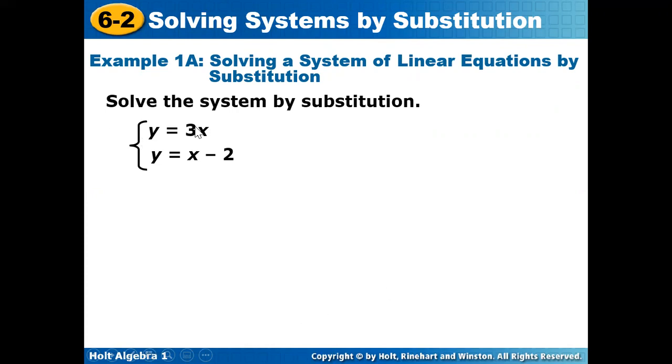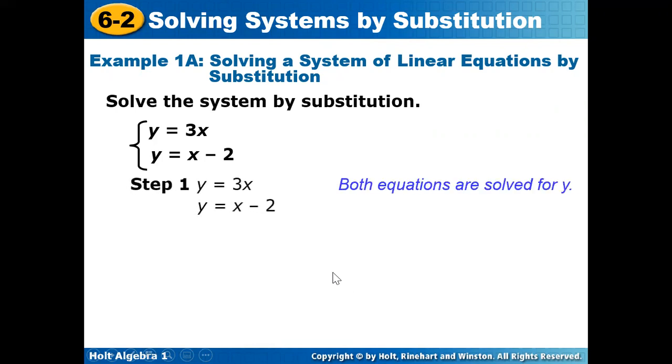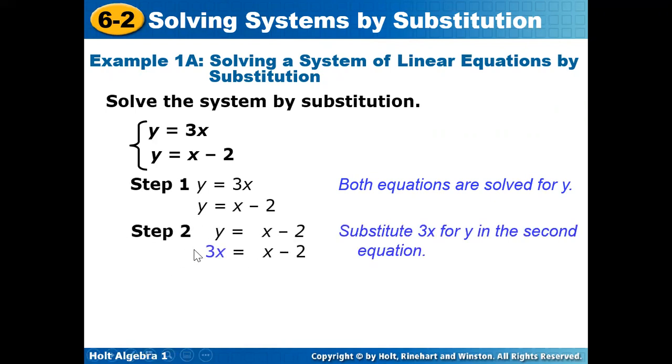y is equal to 3x. y is equal to x minus 2. So if y is equal to 3x, we can plug in all of this, 3x, for this y, and then solve it algebraically, right? Substitute 3x. So just to be clear, y is equal to 3x, and y is equal to x minus 2. If y is equal to 3x, you take everything that y is equal to, and you plug it in for y in your second equation. And so we end up with 3x is equal to x minus 2.